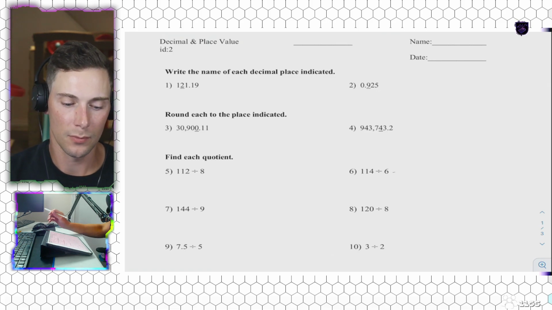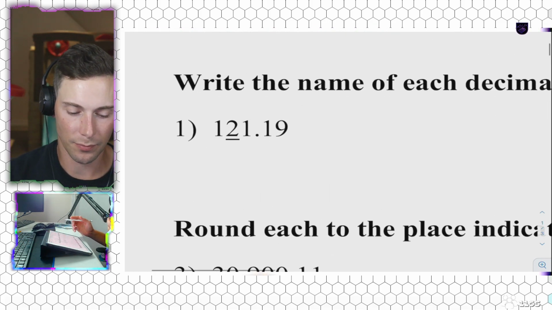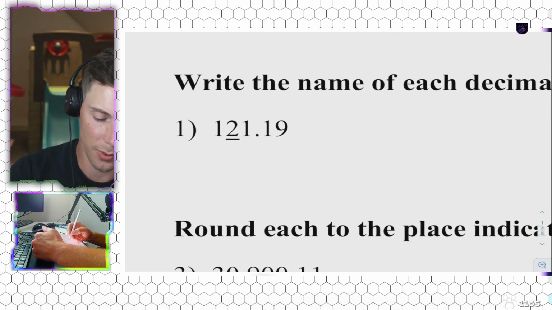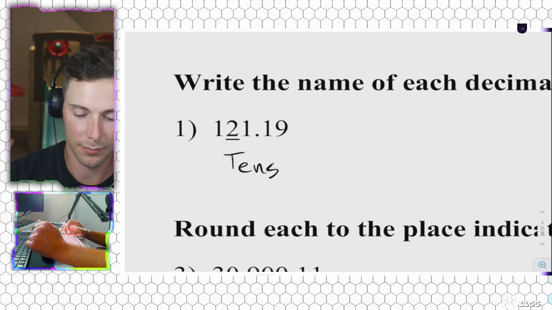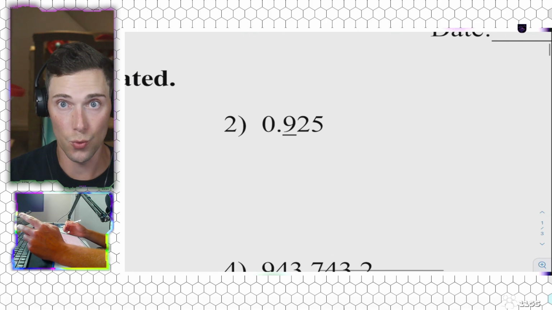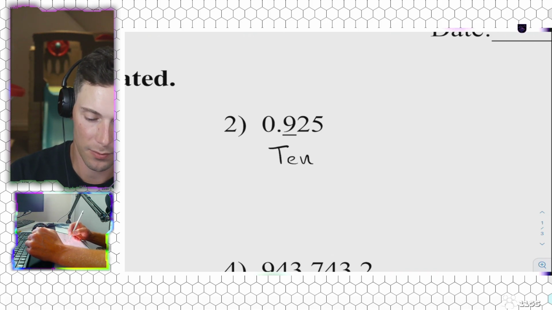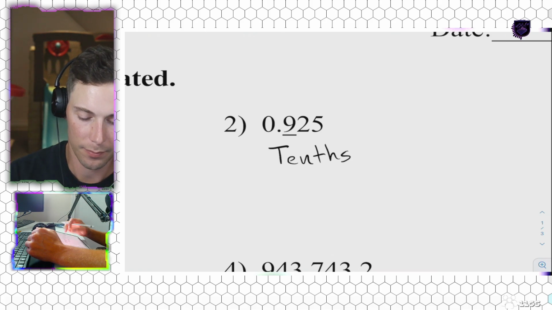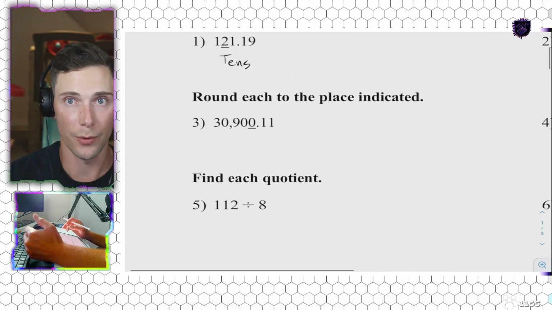Okay. Question number 1. Back to place value. This is place value. Oops, got to put my pen on. Tens. We've done this on every worksheet so far. Question number 2. Place value, tenths. Question 3 and question 4 are going to be rounding.